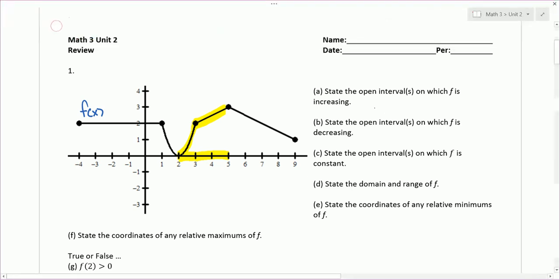We're putting this in interval notation, and it says open. When you see that word open, you're just using parentheses. So we're parentheses 2, that's our starting point right here, comma, we're going all the way over to 5.